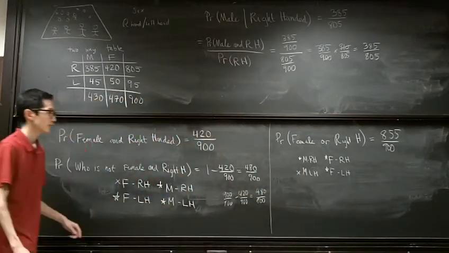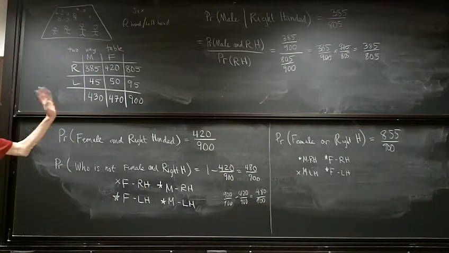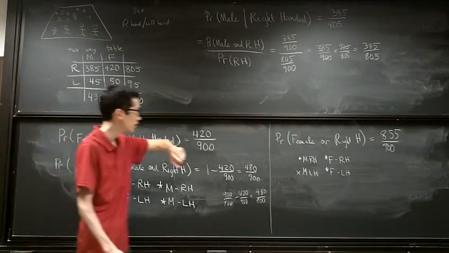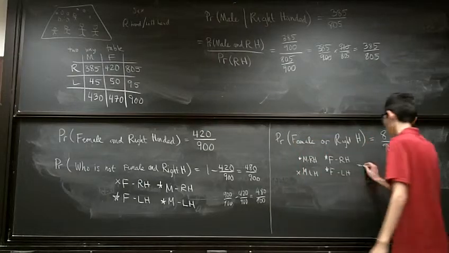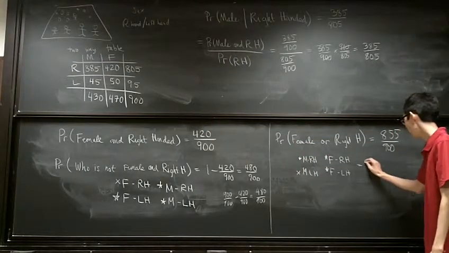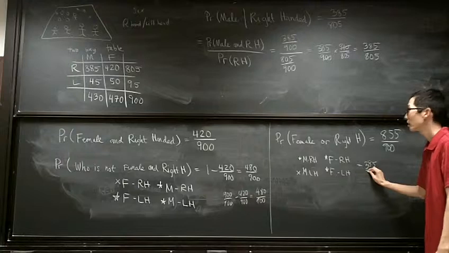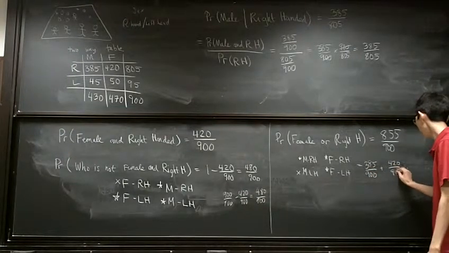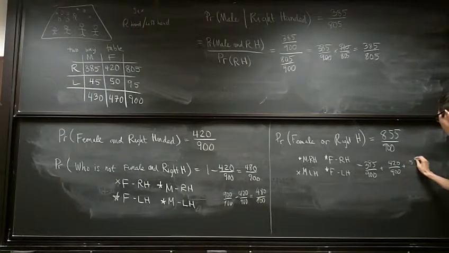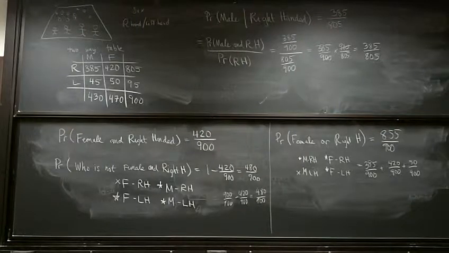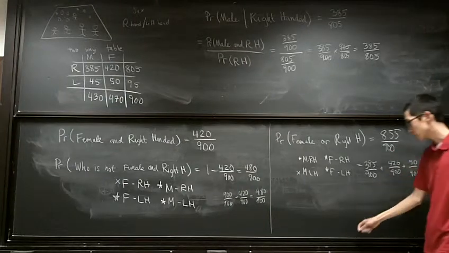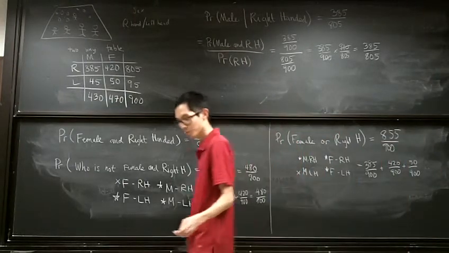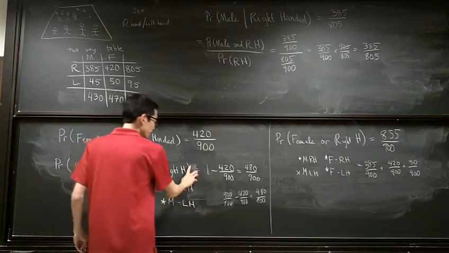Alright. So, if we add all of these up, how much do we have? We should have 855, right? We have 385 out of 900 plus 420 out of 900 plus 50 out of 900. It should be 855 out of 900. Right. Okay? Is that okay? Female or right-handed? Alright, that is the way to go directly from the table.